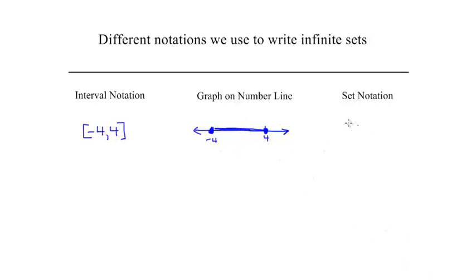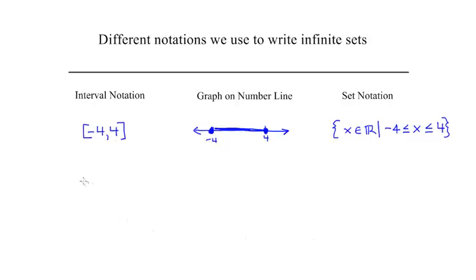Another way to interpret this would be in the following set notation. This is all values x that fall in the real numbers in between -4 and +4, which we write as all the values -4 less than or equal to x less than or equal to 4. All the values in between -4 and +4.